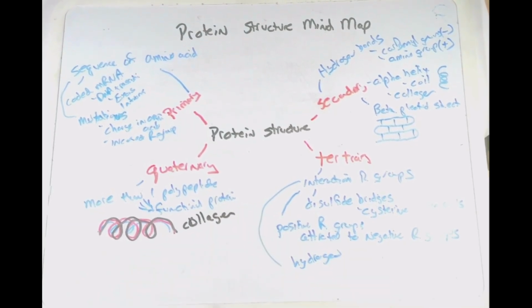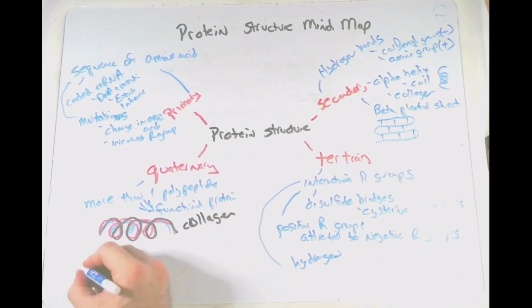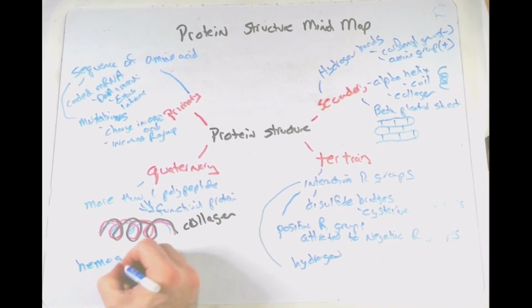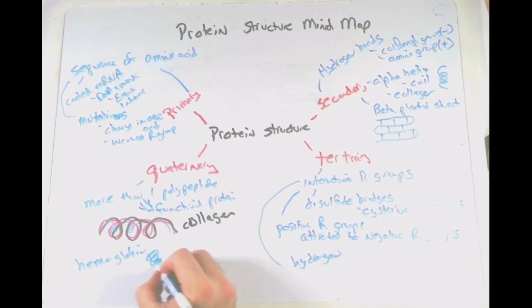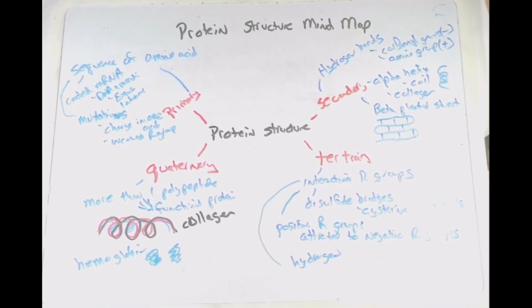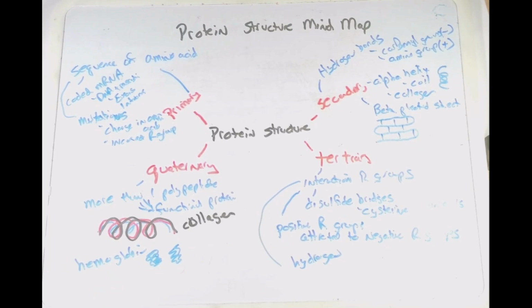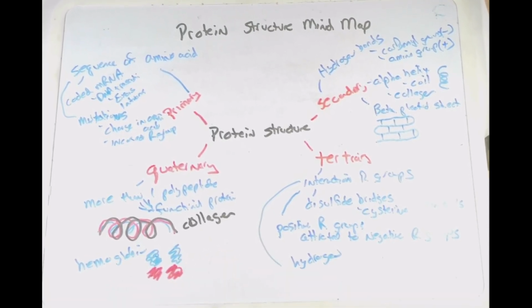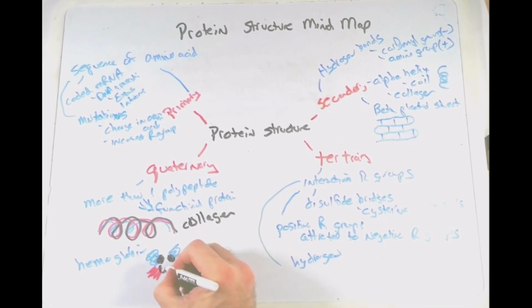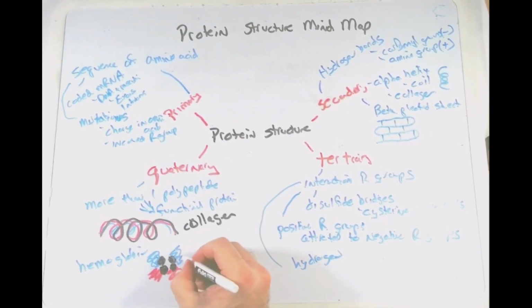Another example of that, if we take a look at hemoglobin. With hemoglobin, we're going to have two kind of globular proteins. They're going to be interacting with two other kind of globular type proteins over here. And we're also going to have heme groups. They're going to be present. And these heme groups are going to contain iron.